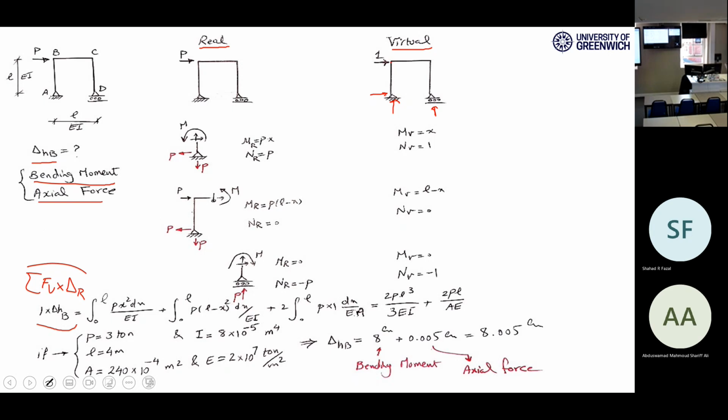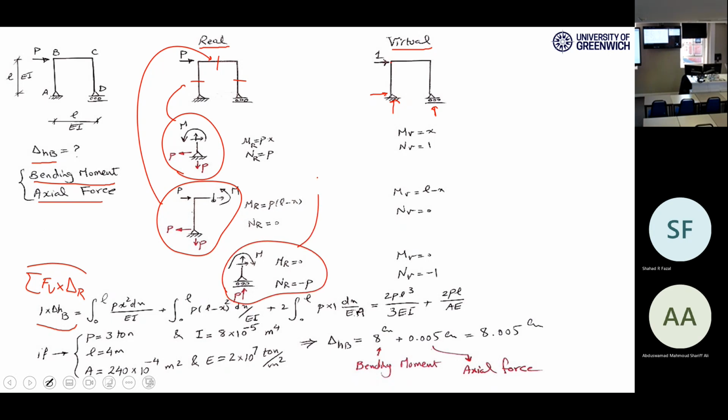So, because I have 3 elements, I really need 3 sections, don't I? I need to cut here, here, and here. 3 sections to cover the whole structure of mine, right? This one is for this. This one is for this one. This one is for this section.